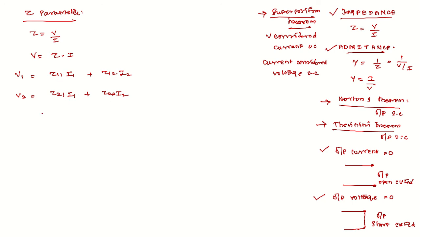The first step is let me find your Z11 as well as your Z21. The first values, Z11 and Z21. You put the value of your I2 equal to 0.